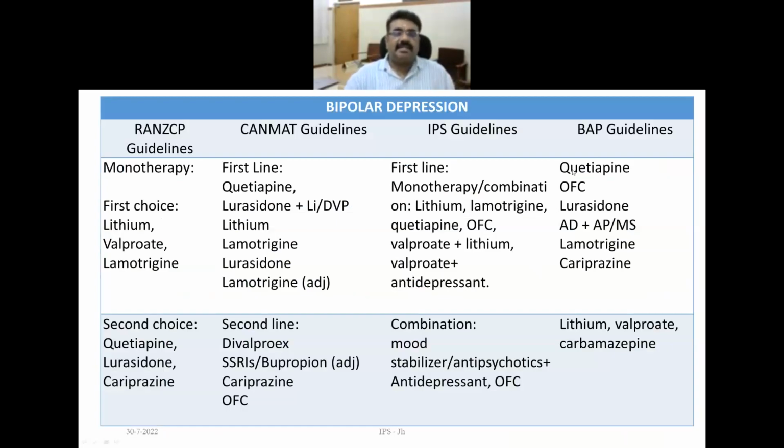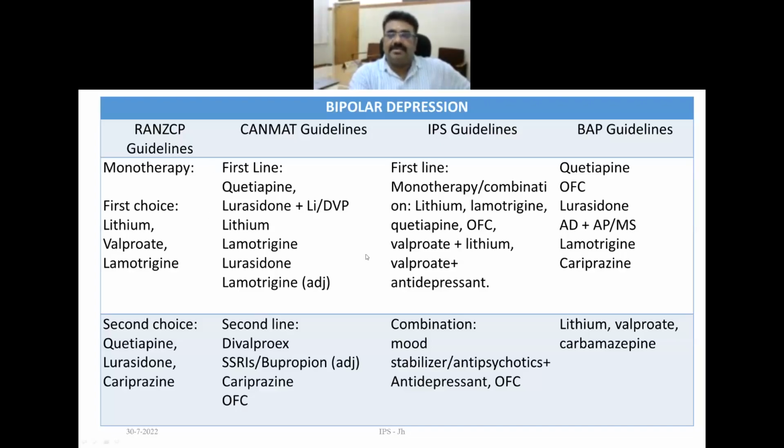What we did in this particular chapter was we tried to compare the different guidelines that are available for treatment of bipolar depression. One is the RANZCP guidelines, the Royal Australian and New Zealand College of Psychiatrists guidelines. Then you have the CANMAT guidelines, and then the IPS guidelines that were published some time ago, and the British Association of Psychopharmacology guidelines. I don't want to go into details about each of these guidelines, but as you can see, most of these guidelines talk about monotherapy or combination therapy.